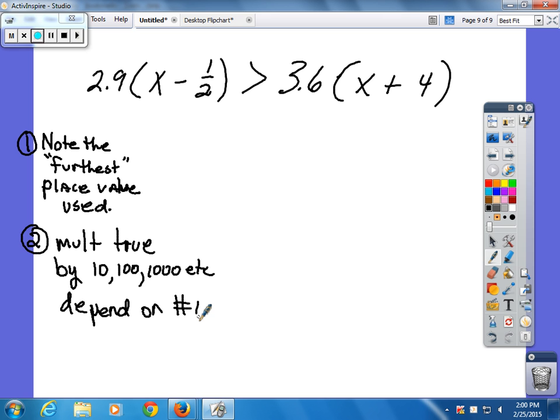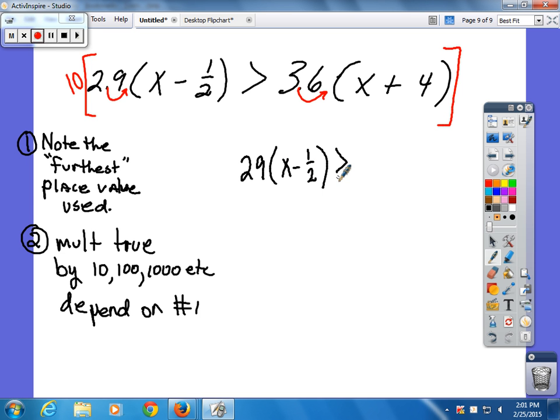So in this case, we're multiplying by 10. Why am I multiplying by 10? Because that's the furthest place value taken. So I'm going to take my handy dandy red marker. And what will that do to these two decimals? Make them what? Whole numbers. So now we have 29 times (x minus 1/2) greater than 36 times (x plus 4).